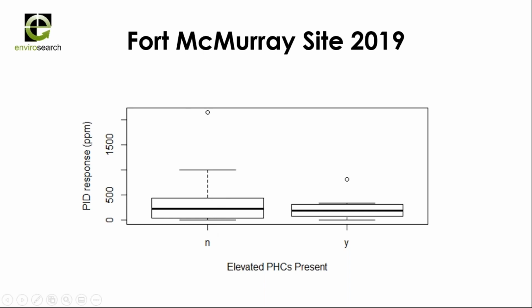So what these plots show you is the range of values. The key takeaway is that the median response in parts per million amongst the contaminated and the non-contaminated samples were actually quite comparable. They were almost exactly the same, but the non-contaminated samples actually had a slightly higher PID response than the contaminated. And the majority of the higher values were associated with non-contaminated samples.